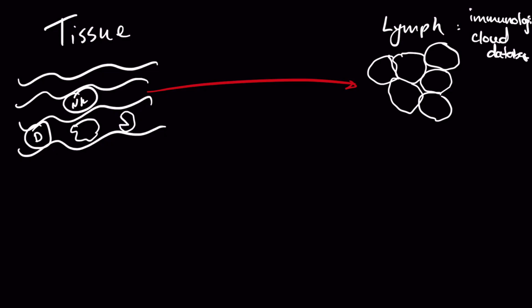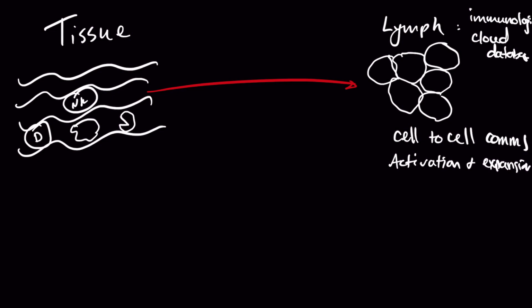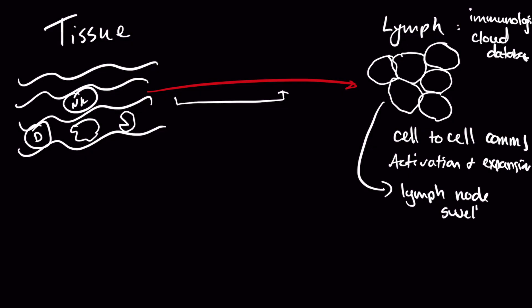And in here we have cell-to-cell communication. This is where activation and expansion occurs, which I can go over in a later video. When we get this information, this can lead to lymph node swelling as a result of our activation and expansion. So it's not just a filter, it's a command center.